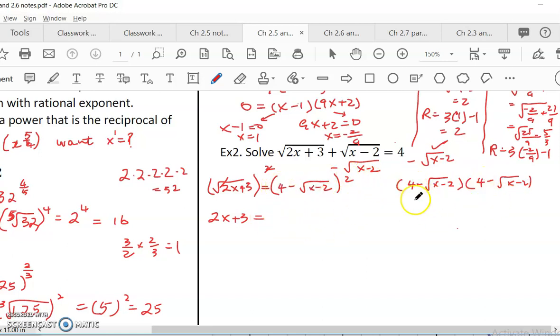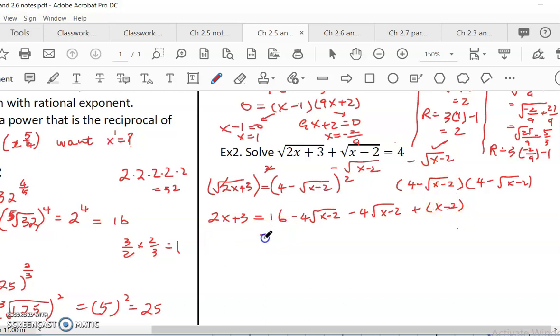So this would be 4 times 4, 16. 4 times this, minus 4 of the radical. So remember, the radical is trapped. It's just 4 times this, minus 4 root x minus 2 again, and then the last one is this one. Negative root x minus 2 times negative root x minus 2 is plus x minus 2 with no root, because if you are multiplying two of the same root, the square and the square root cancel. So you only have x minus 2.